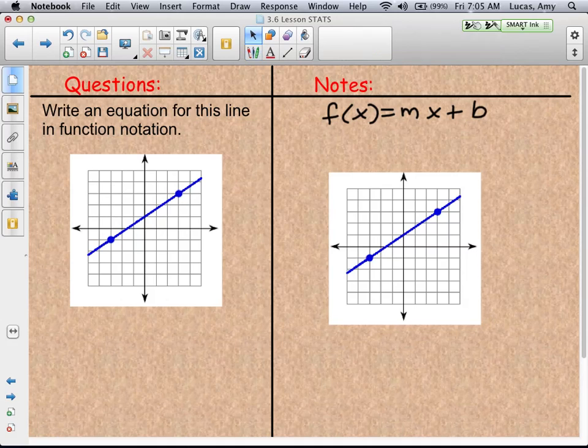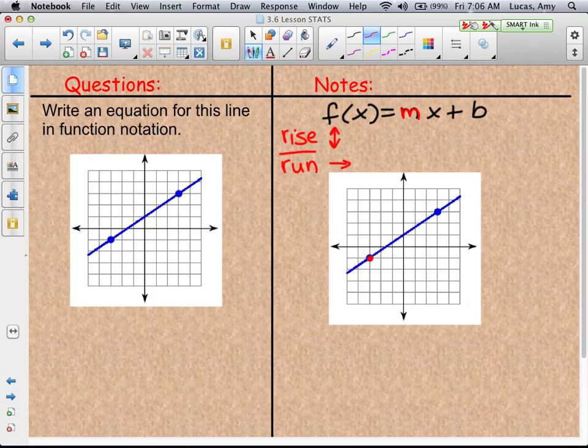Same process. Find the slope first. Start at the point on the left. Remember, rise over run. So I'm going to go up or down and then over to the right. So start at the point on the left. I'm going to have to rise 1, 2, 3, 4. And then run 1, 2, 3, 4, 5, 6.